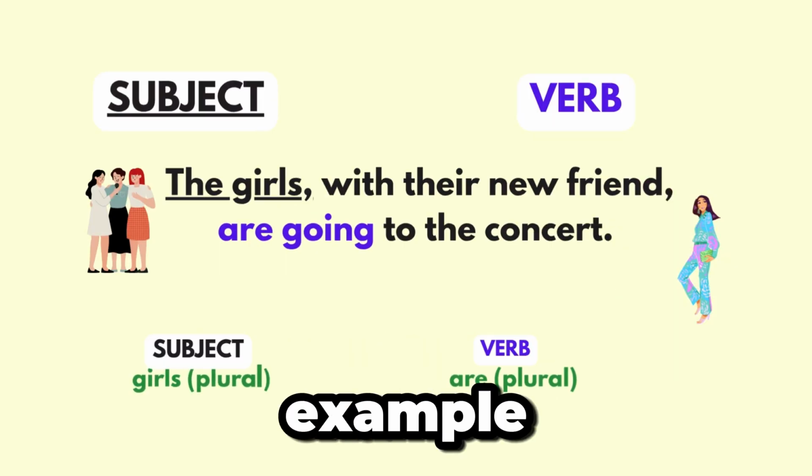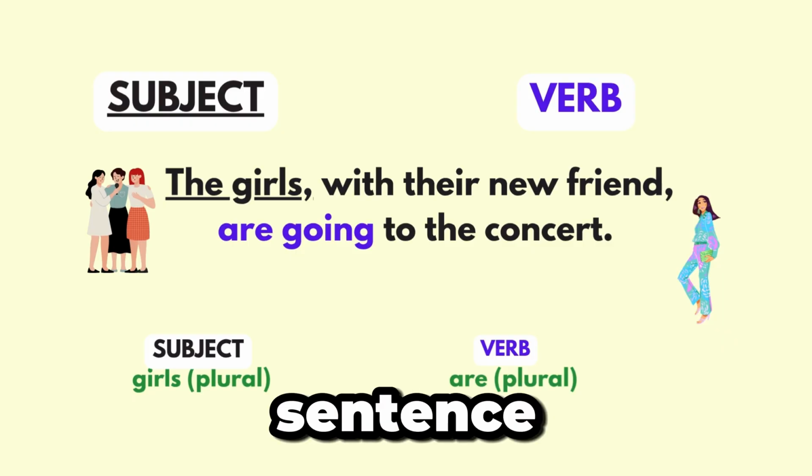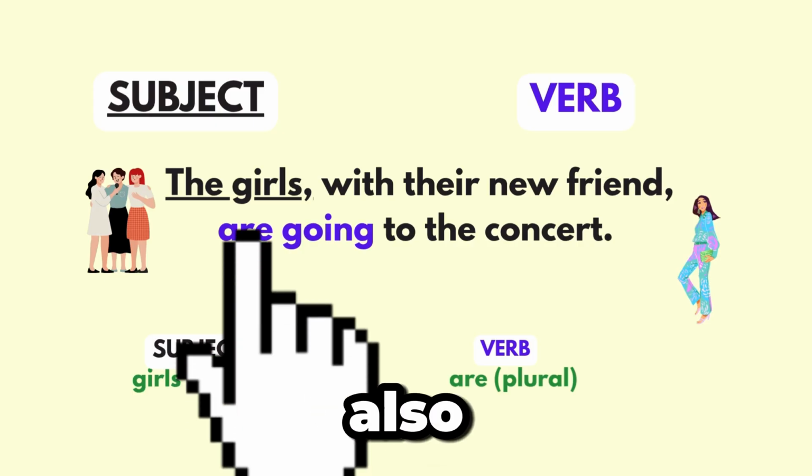A similar example as the last one: the girls with their new friend are going to the concert. The subject in this sentence is girls, which is plural, so we use the verb are, which is also plural.